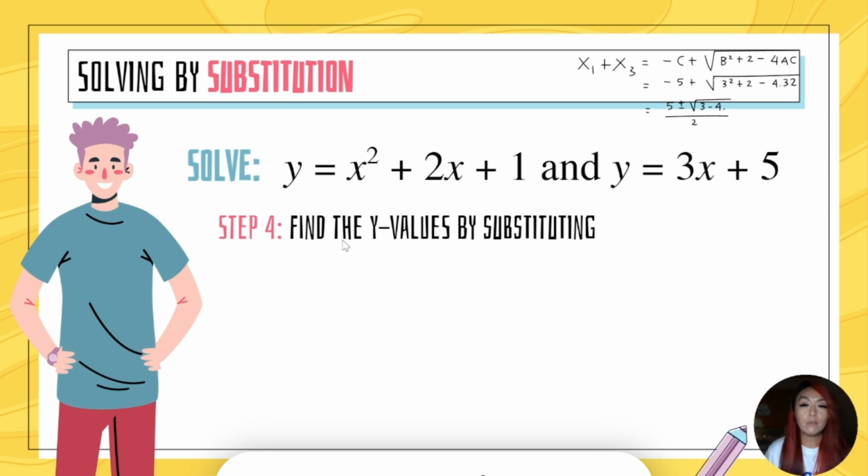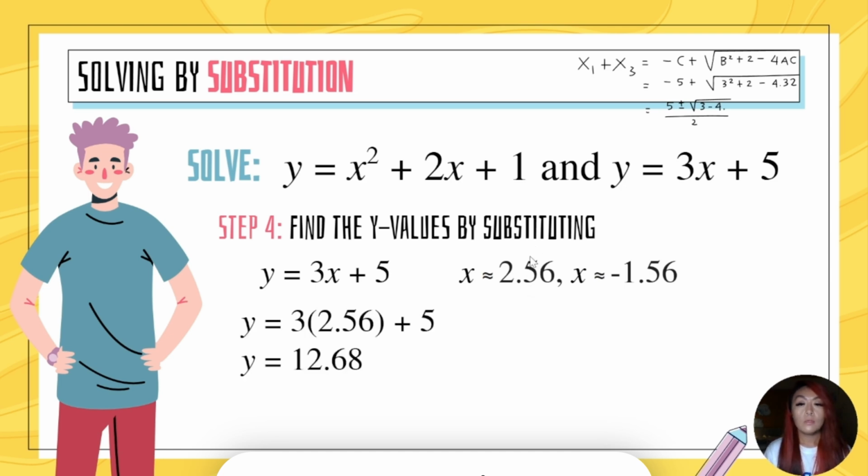We'll find the y values by substituting our approximations for x into both equations. Just remember, x is approximately 2.56 and x is approximately -1.56. We're going to substitute both those values in for x. So if we use 3x plus 5 and substitute, we get y is equal to 12.68. And when we substitute negative 1.56 in, we get y equals 0.32.